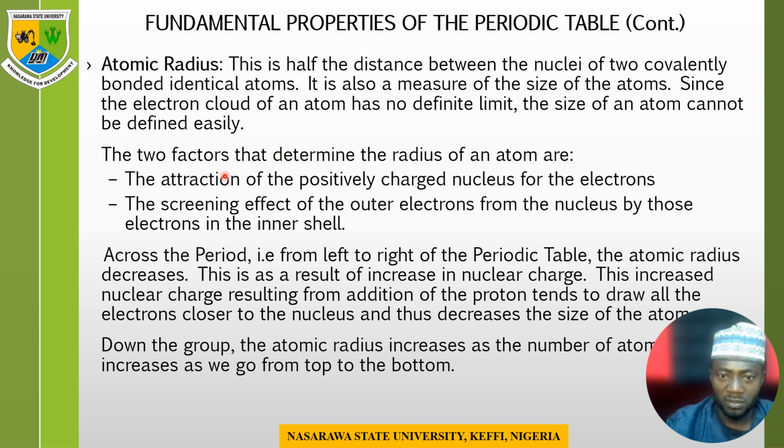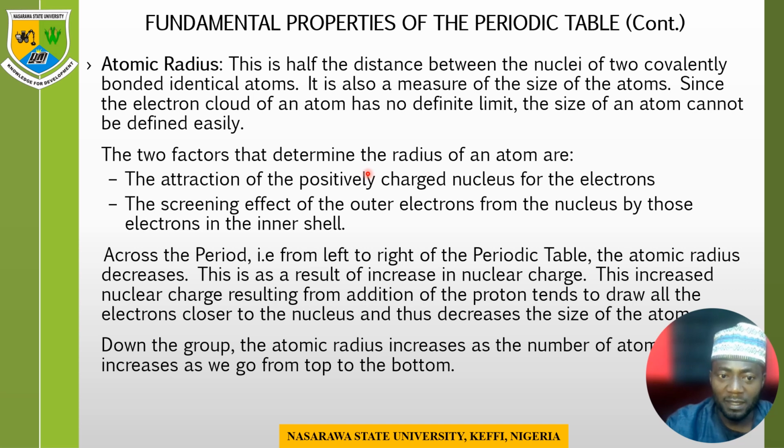Now, 2 factors determine the radius of the atom. 1, the attraction of the positively charged nucleus for the electrons. Number 2, the screening effect, which you can also call the shielding effect, of the outer electrons from the nucleus by those electrons in the inner shell. Now you will recall as you move from left hand side of the table to the right hand side, electrons are being added. Since we say elements are arranged in increasing order of what? Of atomic number in the periodic table.